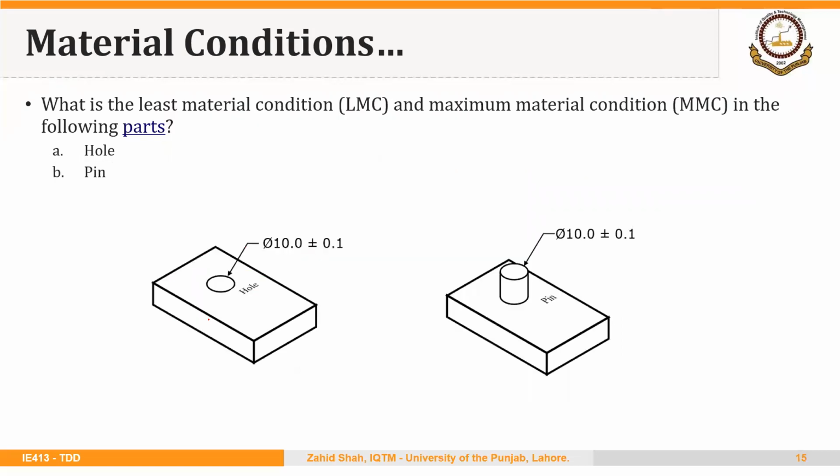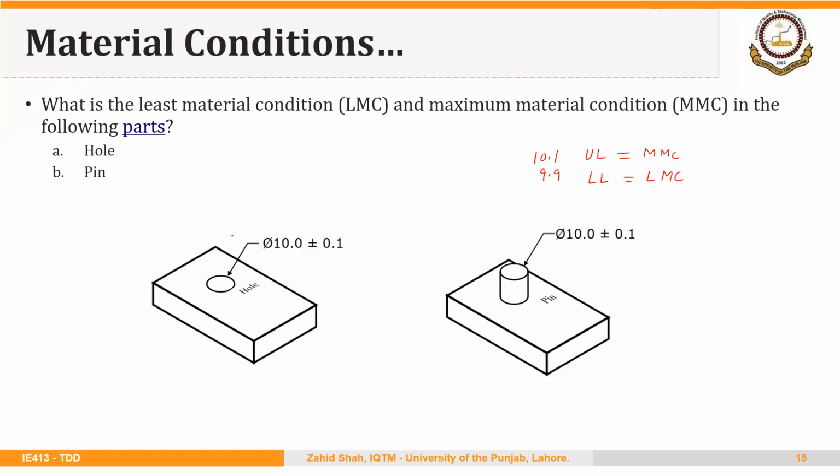So this is a simple example. If we have a shaft or a pin, there will be maximum material in this pin when this is made at the upper limit. So 10.1 is the upper limit and that is the maximum material condition, and in this case 9.9 is the lower limit and that is the least material condition. So there will be the minimum material in this part when it is made to the lower limit.